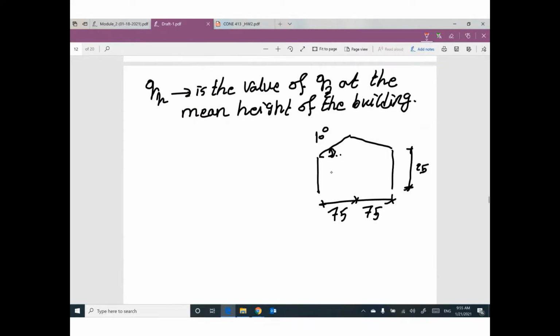So, can you tell me what is the height here? You can set up this right angle triangle. This angle is 10 degrees. This length is 75. So tan 10 equals this height y divided by 75. So I can figure out the value of y. It will be tan 10 times 75, which will be 13.2.